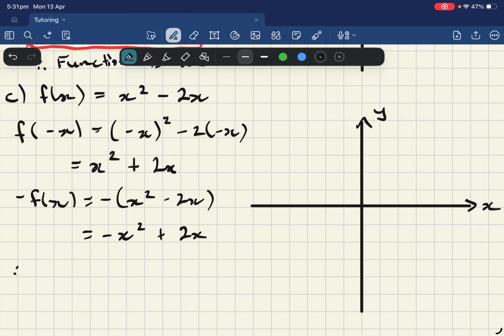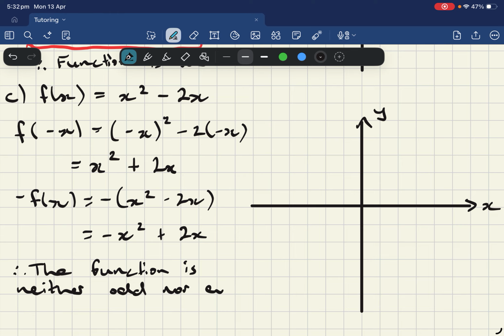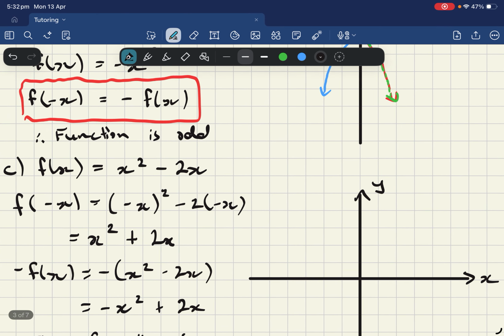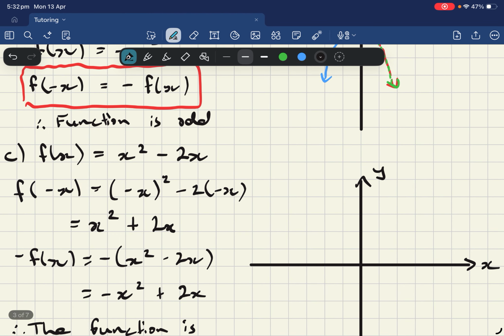If it's neither odd nor even, we say the function is neither odd nor even. And we can kind of show this visually as well if we were to graph this. Now, if you have the function x squared minus 2x, this is going to, if we factorize it out, be x outside of x minus 2. Now, these are our intercepts. So we have an x-intercept at 0. We have an x-intercept at 2.